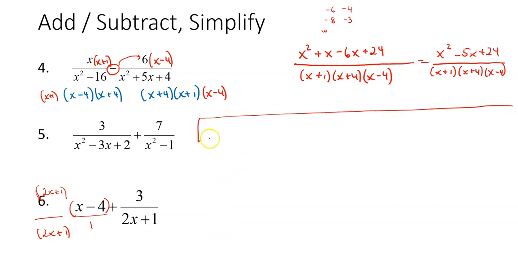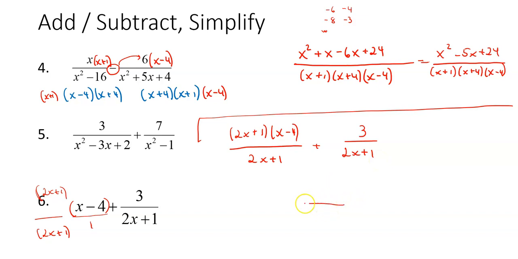So let's clean this up a little bit. That means I've got a 2x plus 1 times x minus 4 over 2x plus 1 plus a 3 over 2x plus 1. So I don't have to touch that second term. It's already got the 2x plus 1 common denominator. What I have to do now is multiply that top. So 2x times x is 2x squared. 2x times negative 4, negative 8x, plus x minus 4, plus that 3 from the second term.